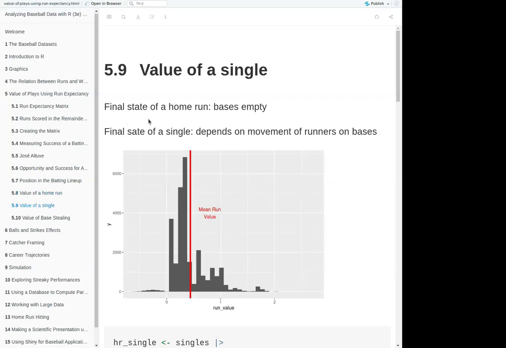So digging into the value of a single, the reason this is a little more to consider here than a home run is that the final state of a home run is that bases are empty, right? Everybody comes in whenever you hit a home run. The final state of a single depends on the movement of runners on bases. So we have this frequency histogram here where our run values are at the bottom and our frequencies are on our y-axis. And again, we plotted this mean run value from previous. And we can see that the most common run values are just shy of that mean, between, I don't know, 0 and less than 0.5 here.